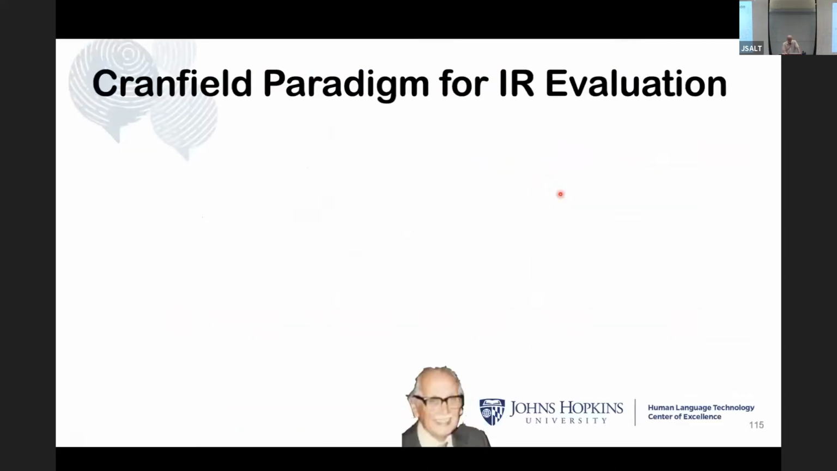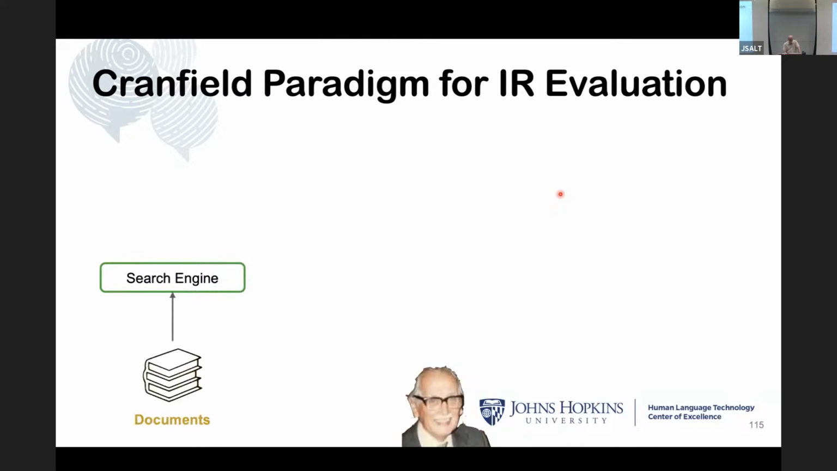There is an evaluation paradigm called the Cranfield paradigm that has been the mainstay of information retrieval evaluations since the 1960s. That's Cyril Cleverdon down there who invented it. Cranfield is the place it was invented. In the Cranfield paradigm, you have a bunch of documents.